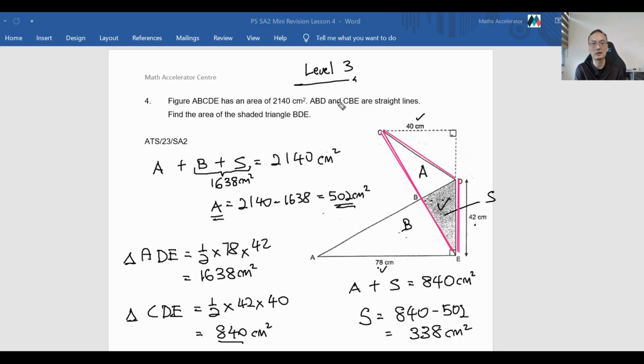Level 3 is the question right here, and in this question, it requires students like you to think out of the box. Okay, so how do we break up the shape? How do we find individual areas and combine them together to find the unknown part?